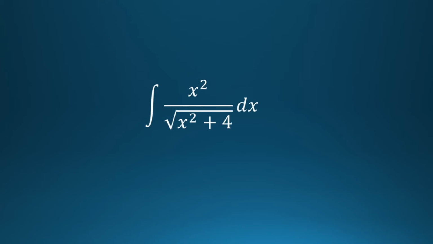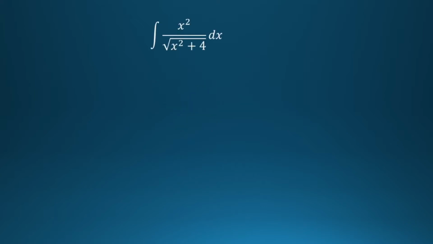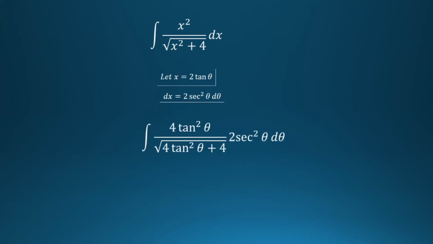In this video, we'll be solving the integral of x squared all over square root of x squared plus 4. The first thing we're going to do is let x equal 2 tangent theta. So dx will be 2 secant squared theta d theta. Now we can replace this integral in terms of thetas, and x squared will be 4 tangent squared theta. Dx will be 2 secant squared theta d theta.